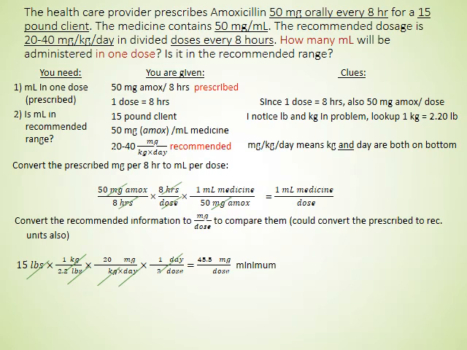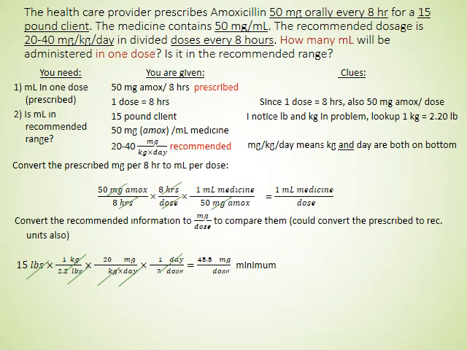I know that this is all related to the client's weight. So with a little strategy, I can recognize that I'm going to begin with 15 pounds because that's the client's weight. I'm going to have to get that into kilograms because the dosing is milligrams per kilogram of patient. So I'm going to use a kilogram to pound conversion. And then I have my recommended amount, 20 milligrams per kilogram per day.